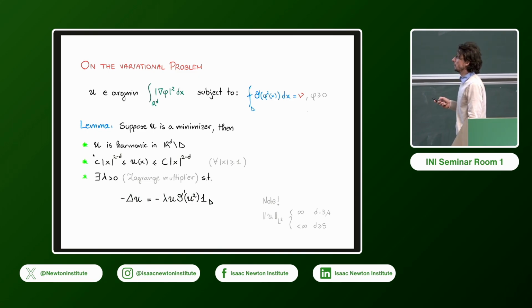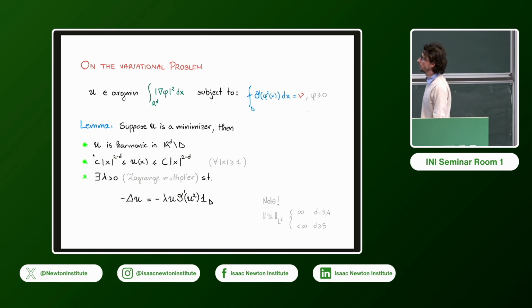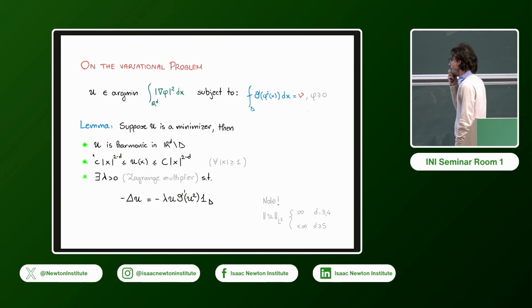The minimizer is smooth outside of D. The fact that it is harmonic gives you smoothness right away. It's C infinity outside of D. Right? Every harmonic function is infinitely often differentiable, once you know that it vanishes at infinity.